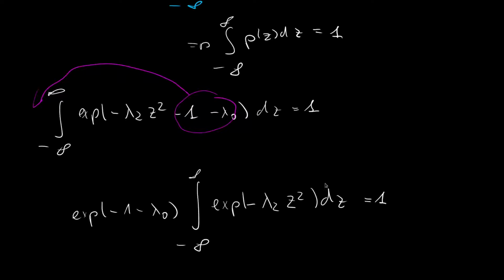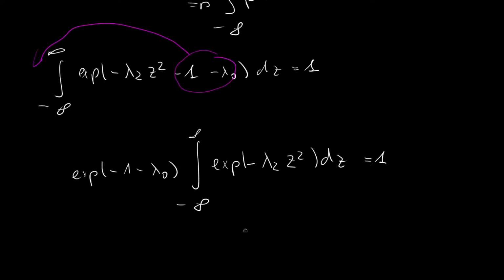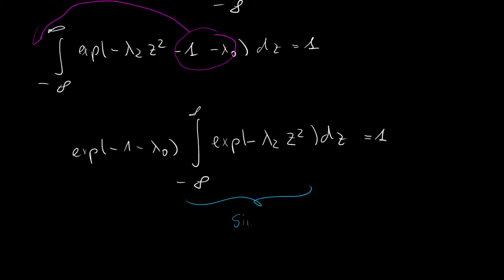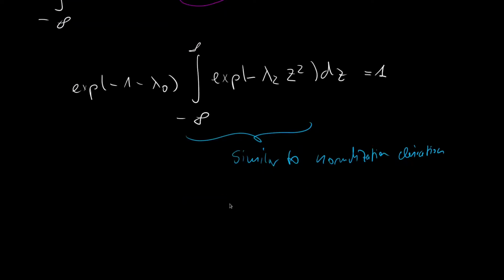And you might have seen this before. This is similar to what we did in the video on deriving the normalization constant for the Gaussian. So let me note this down. This is similar to the normalization derivation, and in the normalization derivation, we used a trick where we squared this integral, then made some changes, polar coordinates, and so on and so forth. But anyways, if you generalize what we did there, then you will get that this integral is the square root of pi over lambda 2.